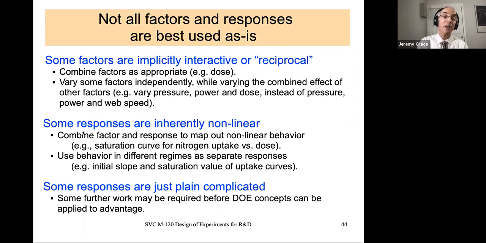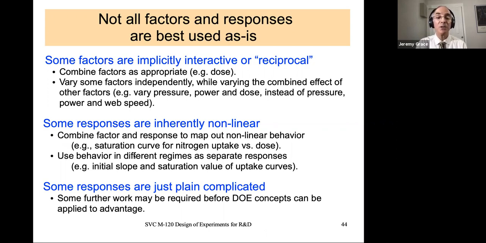Now looking at the response side of things, some responses are inherently nonlinear. And so you really need to combine a factor and a response to map out the nonlinear behavior, and you now have a two-dimensional response. It's more work, but doing a little more work and getting a lot more information is better than doing less work and getting nothing. And I do maintain that if you don't pay attention to this kind of stuff in the face of nonlinear responses, you will get mostly nothing.